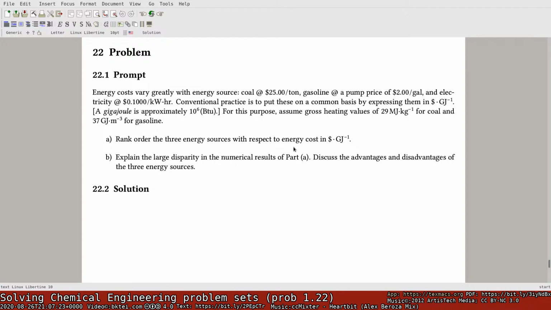For this purpose, assume gross heating values of 29 megajoules per kilogram for coal and 37 gigajoules per cubic meter for gasoline. Part A. Rank order the three energy sources with respect to energy cost in dollars per gigajoule. B. Explain the large disparity in the numerical results of Part A. Discuss the advantages and disadvantages of the three energy sources. Okay, let's go.